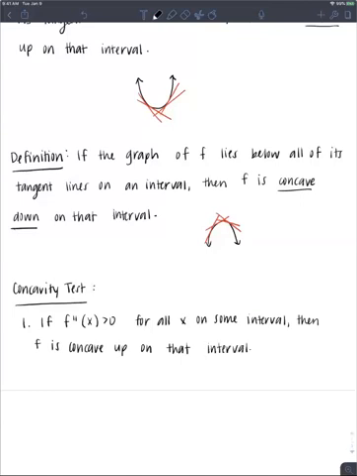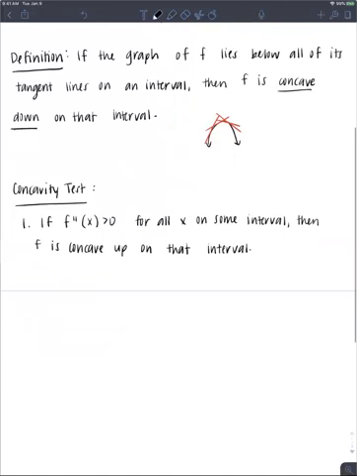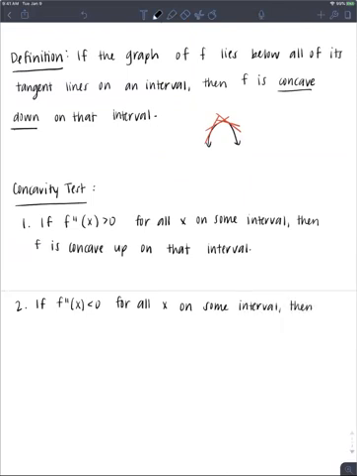And then what do you think the second derivative has to be for it to be concave down? Yeah, negative, or less than 0. So if f double prime of x is less than 0 for all x on some interval, then f is concave down on that interval.